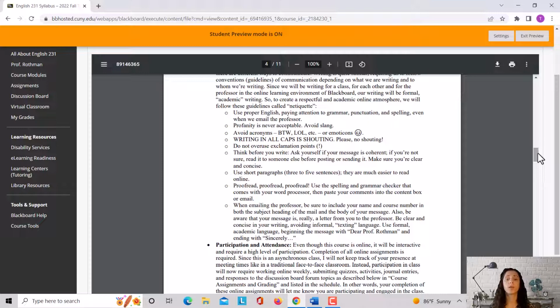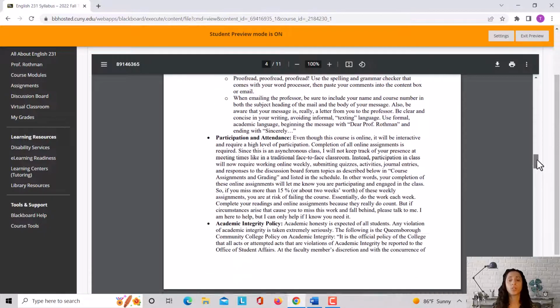Also be aware that your message is really a letter from you to the professor, to me. Be clear and concise in your writing, avoiding informal texting language. Use formal academic language, beginning the message with Dear Professor Rothman and ending with Sincerely.